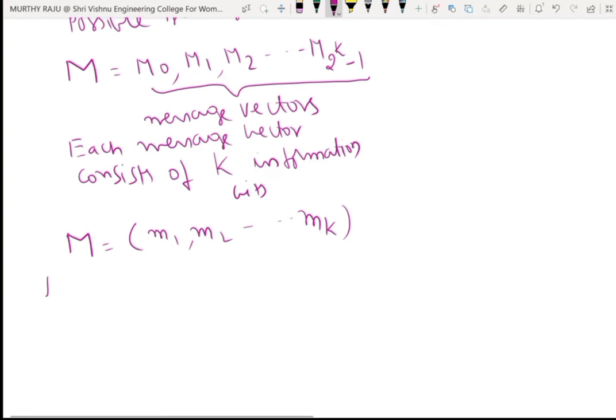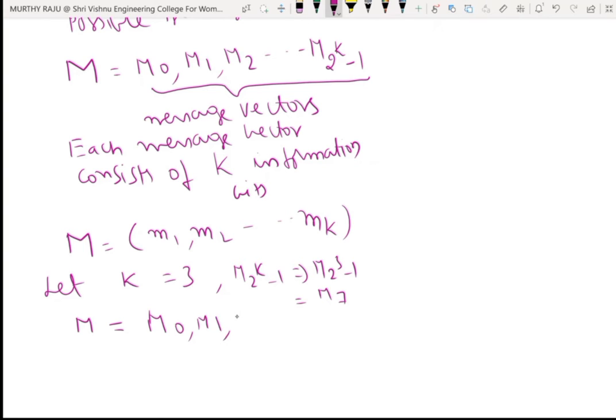Let k is equal to 3. The possible message vectors are M equal to M 2 power k minus 1. The value is 2 cube, 8. 2 cube minus 1, that means 8 minus 1, M7. Therefore, the possible message vectors are M0, M1, M2, and so on up to M7.